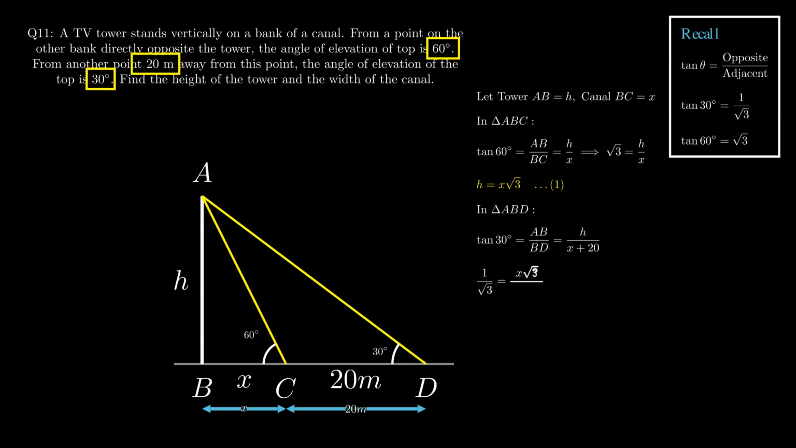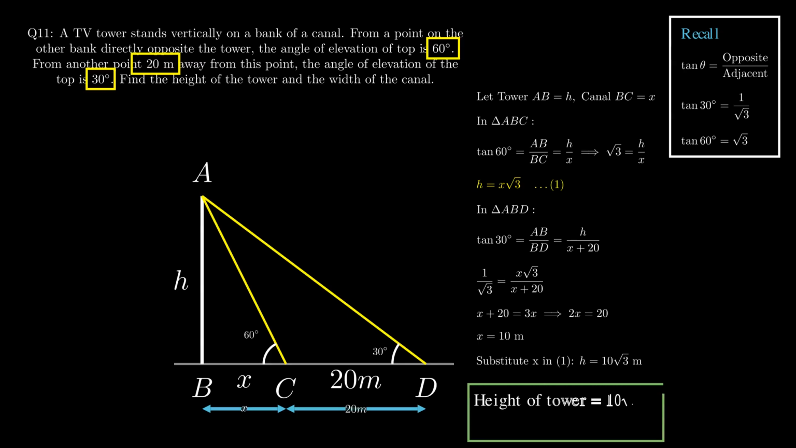By substituting the value of h from our first equation into the second, we can solve for x. Simplifying the algebra, we find that x equals 10 meters. Finally, substituting x back into equation 1, the height h is 10 root 3 meters.